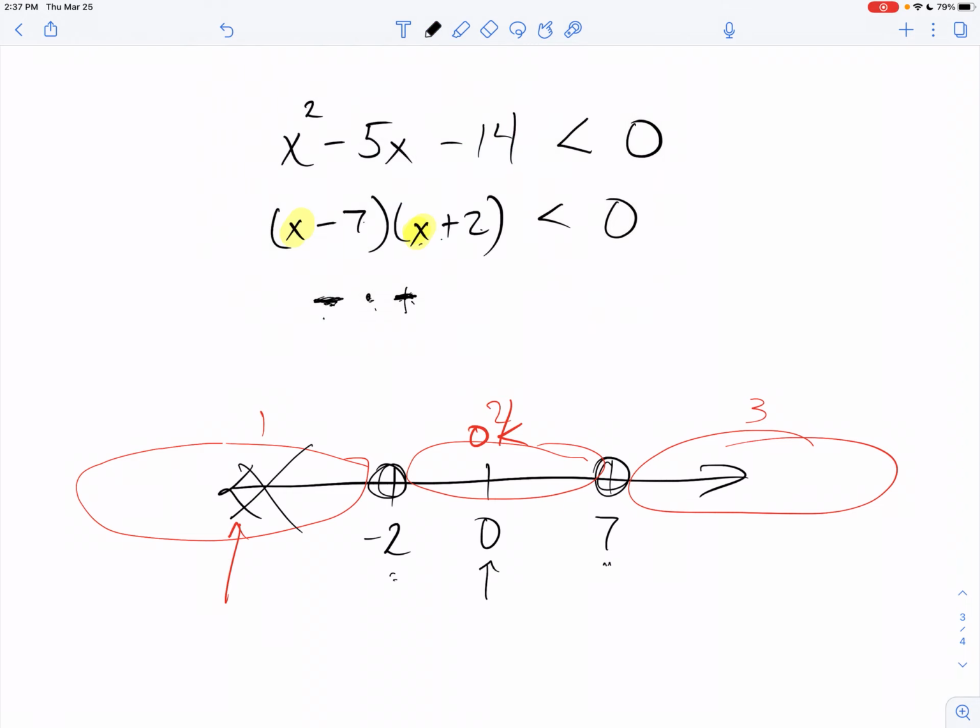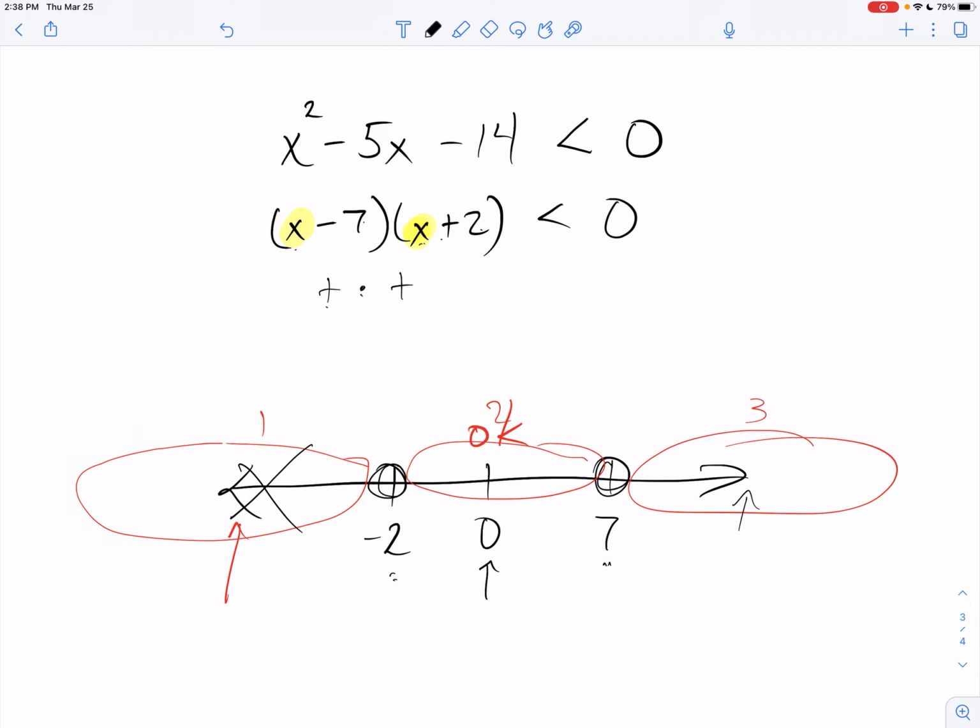And then last but not least, let's take a number in this third region. I like multiples of 5, so I'm going to pick 10. 10 would be in this zone over here on the number line. So let's go back. Let's replace the yellow information with the number 10. 10 minus 7 is 3. Positive 3. 10 plus 2 is 12. Positive 12.